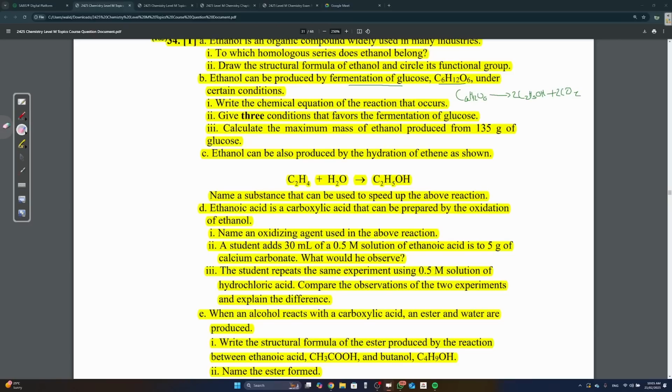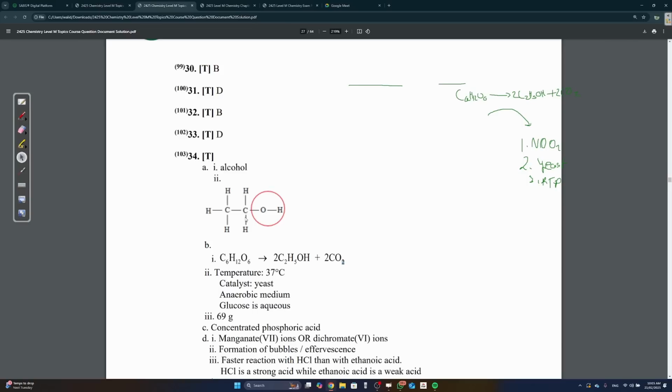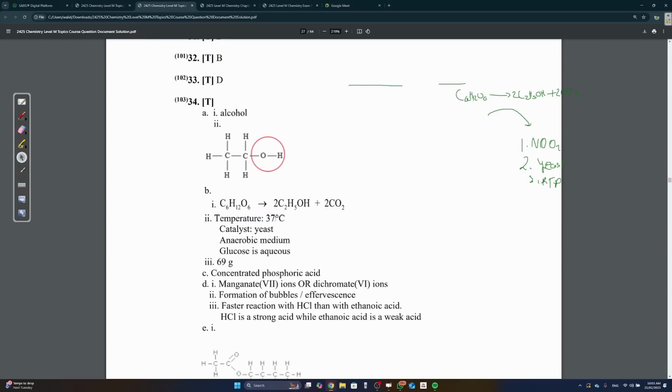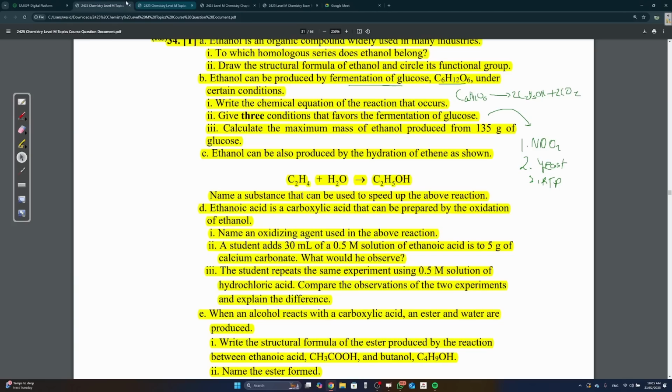Give 3 conditions that favor the fermentation of glucose. What do you need to happen? First is no oxygen, so absence of oxygen. 2 is the presence of yeast. And 3 is room temperature. Right? Let's take a look. Temperature, room temperature 37 degrees Celsius, catalyst yeast, anaerobic medium. If you see anaerobic medium, it means no oxygen. Okay? Glucose is aqueous.